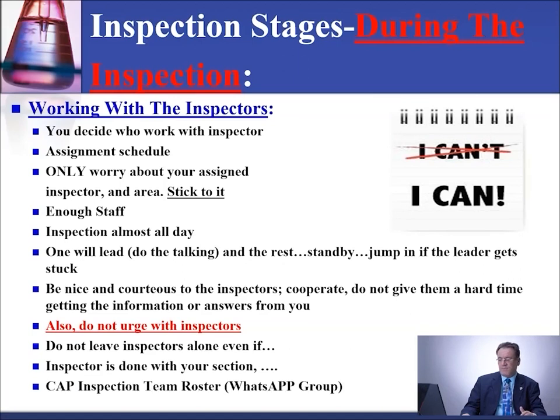Okay. CAB inspection team roster. I advise you have maybe a WhatsApp group or a roster with phone numbers for your team. Okay. Your team, you need to either create a WhatsApp group, or a roster with their phone numbers. So if the inspector is done with you and they want to go to the next section, you just send a message or call them, and say the inspector is coming for you. So they will be ready.